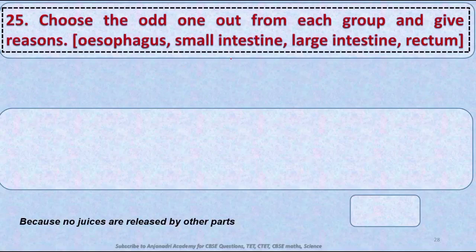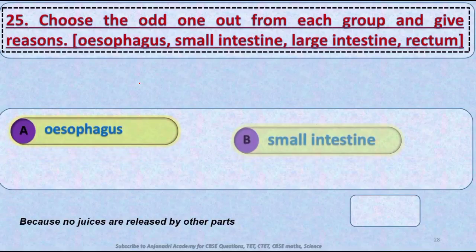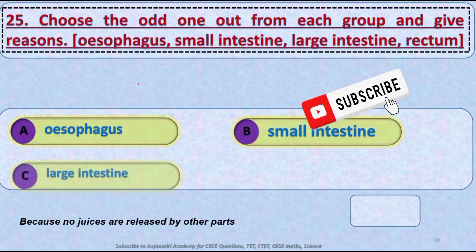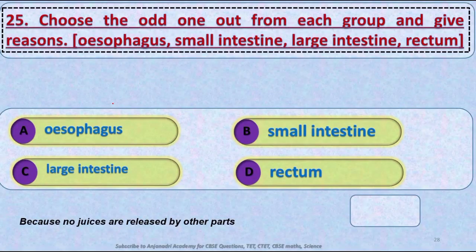Choose the odd one out from each group and give reasons. Esophagus, small intestine, large intestine and rectum. Option A, esophagus. B, small intestine. C, large intestine. Option D, rectum. The answer is option B, small intestine, because no juice is released by other parts except the small intestine.